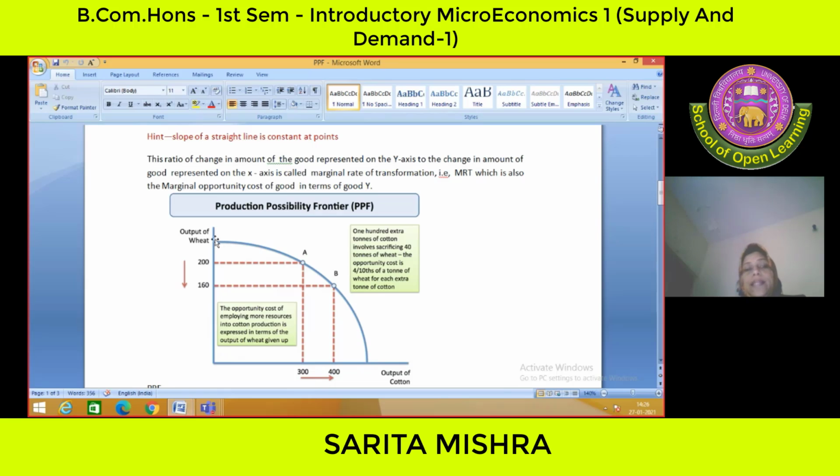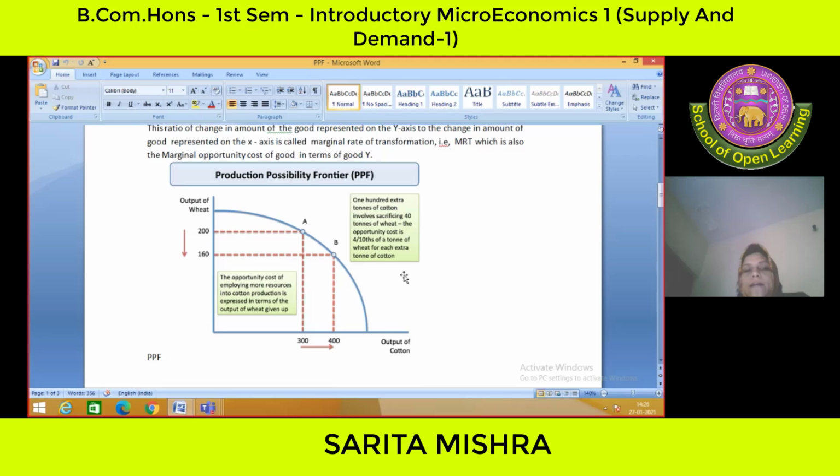Okay, but in case of a curve, the angle at which the curve is bending changes at each point. So the slope of the curve is also changing at each point. So now how do we calculate the slope of a curve in this case? What we do is take two points very close, say point A and point B. You can see that this length AB is almost like a straight line. It's not exactly a straight line, but almost like a straight line.